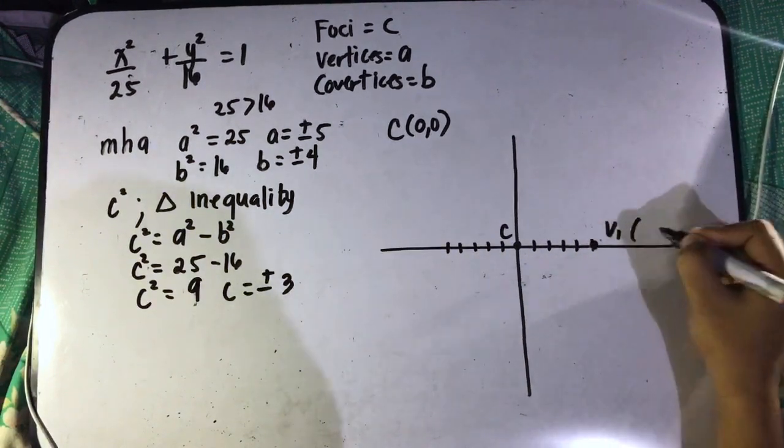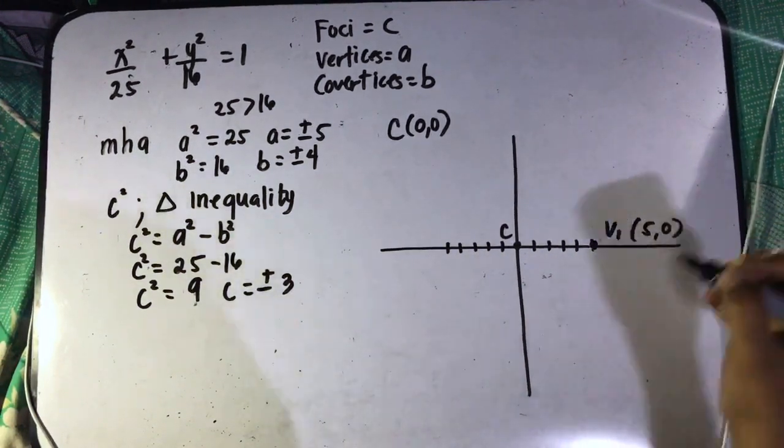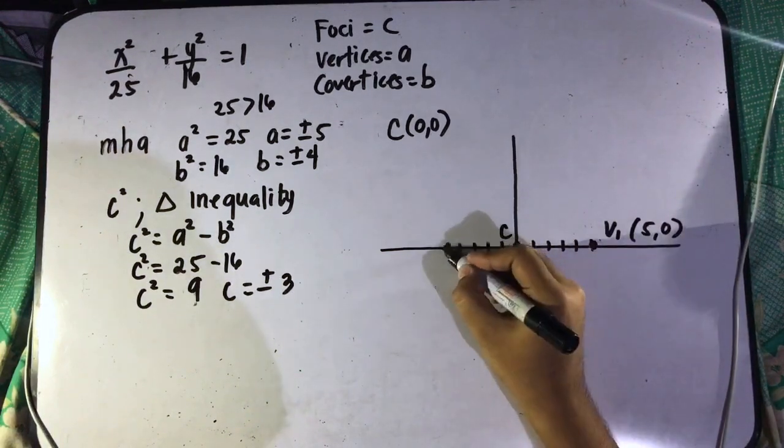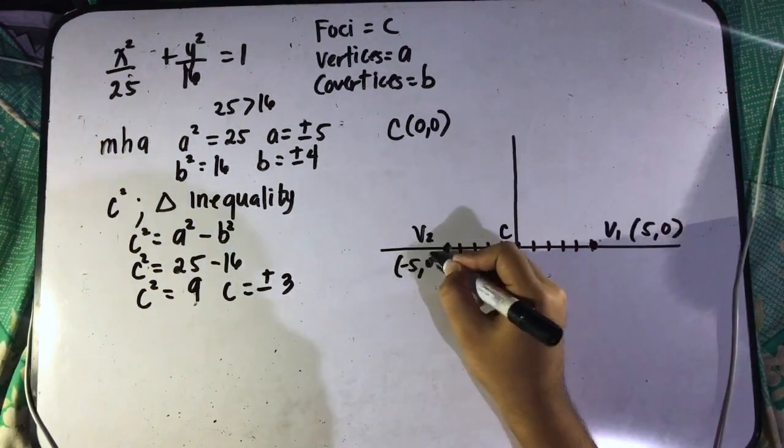This is V1 and it is located at where? 5, 0. And where is V2? 1, 2, 3, 4, 5. So this is V2 located at negative 5, 0.